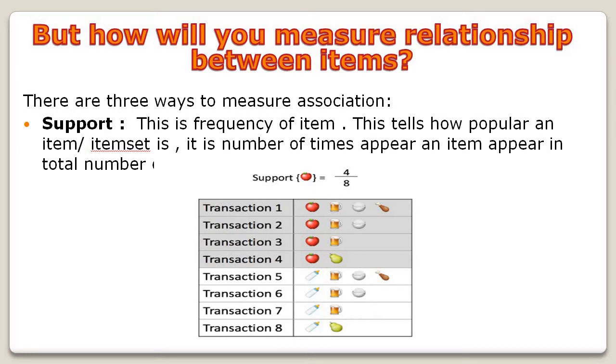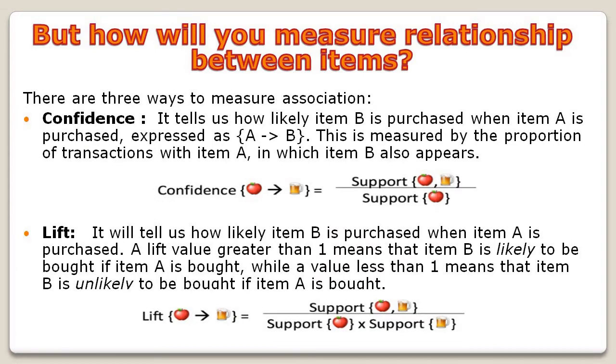This is the frequency of an item. In this example, we can see there are 8 transactions, out of which only 4 have apples in them. So the support for the apple is 4 by 8, or 0.5. Confidence tells us how likely item B is purchased when item A is purchased. As we can see, support is being used in the calculation.